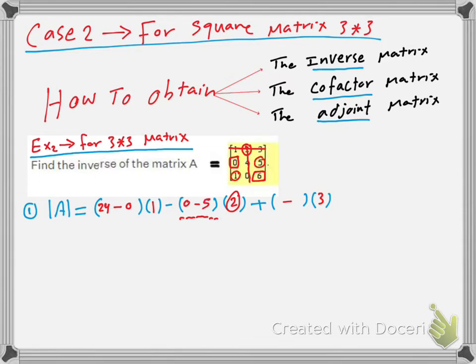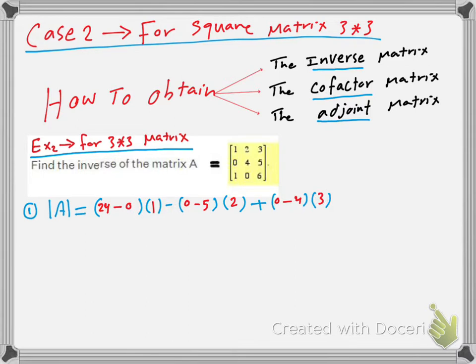Again, to fill the last bracket, I go to the digit 3, and I hide the row and the column of 3. Still we have 4 items. You can make multiplication between them: 0 multiplied by 0 is 0, and 4 multiplied by 1 is 4.